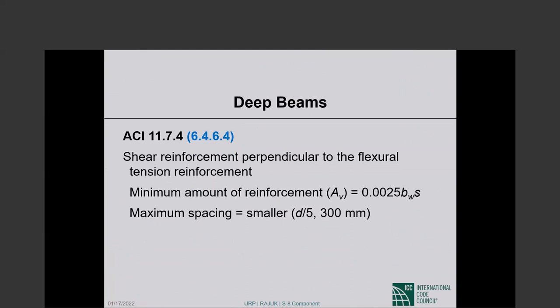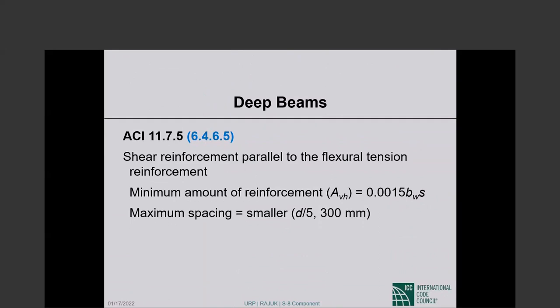And then this is very important. So in a deep beam, you have to have not only vertical shear reinforcement as in a conventional beam, but also horizontal shear reinforcement. Shear reinforcement perpendicular to the flexural tension reinforcement. Minimum amount, this is the vertical steel, is 0.0025 b_w s, so one quarter of a percent. Maximum spacing is d/5 or 300 millimeters. So these are the minimums on the vertical shear reinforcement perpendicular to the flexural tension reinforcement.